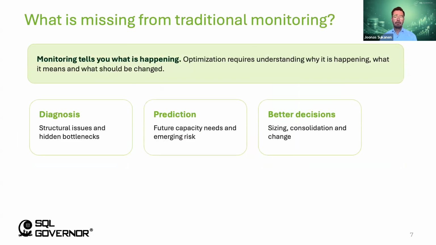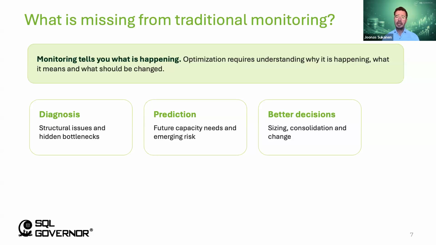So this is really the key distinction. Traditional monitoring tells you what is happening. It shows utilization, events, alerts, and trends, and that is all valuable, but it is only part of what organizations actually need. If you want to optimize a SQL Server environment, you also need to understand why something is happening, what it means in context, and what should actually be changed, as we heard in these previous examples. Pretty complex stuff under the bonnet.